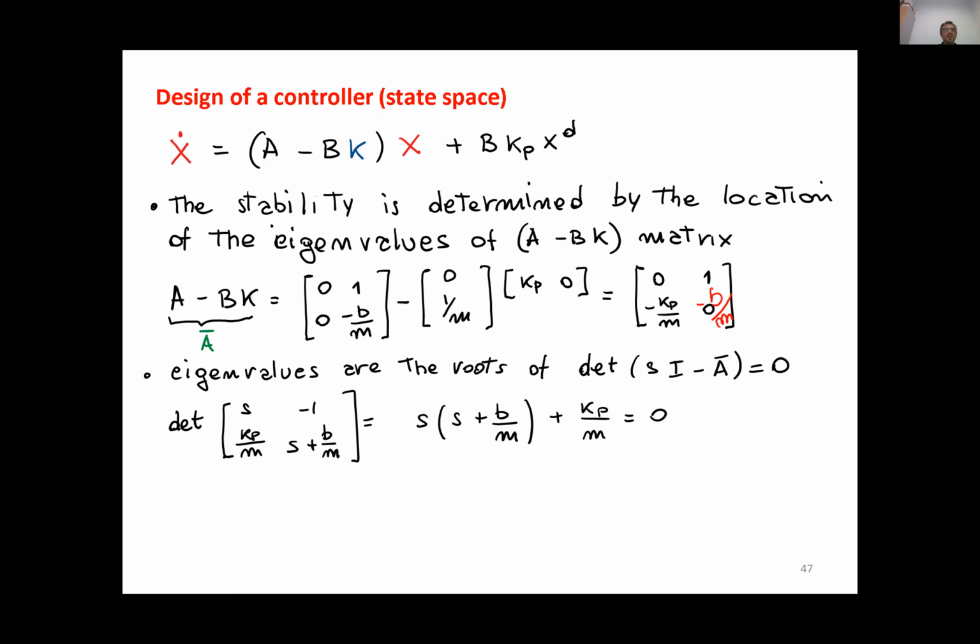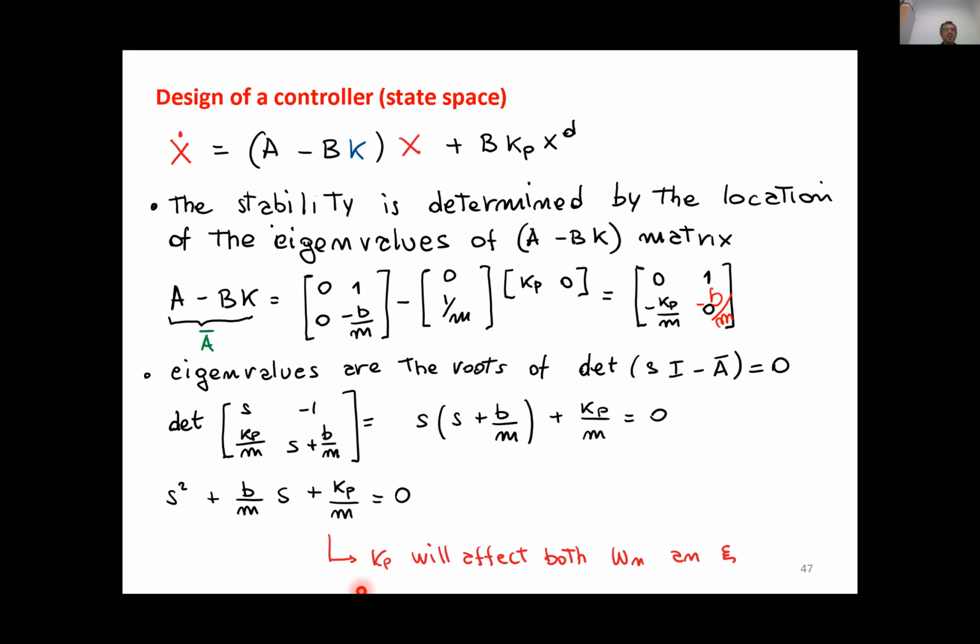And computing the eigenvalues of this matrix means computing the roots of the determinant of sI minus A-bar matrix, which is this matrix here, and setting it to 0. If you compute the determinant, we get a second order polynomial, and the roots of this polynomial will be the eigenvalues.